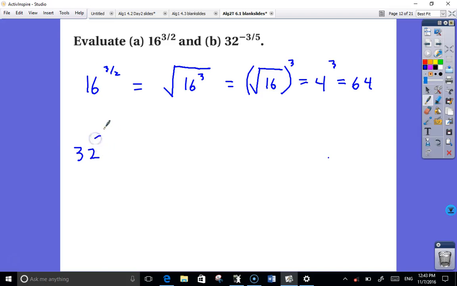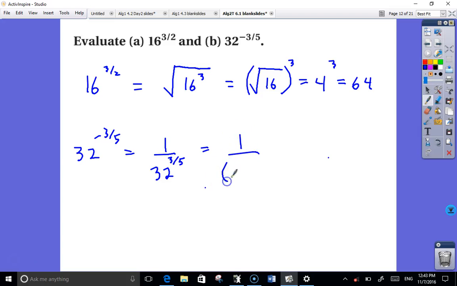Well, you might be saying, what are you going to do about the negative? Well, how do we get rid of negatives? Properties of exponents. You flip it to the other side of the fraction, right? So this should be 1 over 32 to the positive 3/5. Okay? And again, you can rewrite it as a radical, if that helps. Probably you'd want to do it like this.